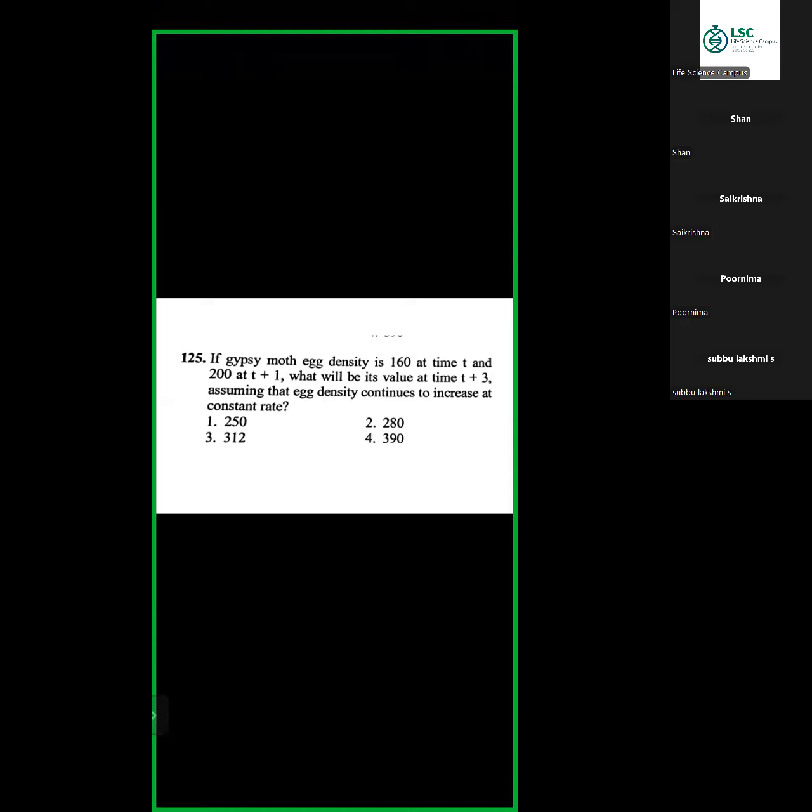This question is a little bit confusing. We cannot directly apply these values into the equation.